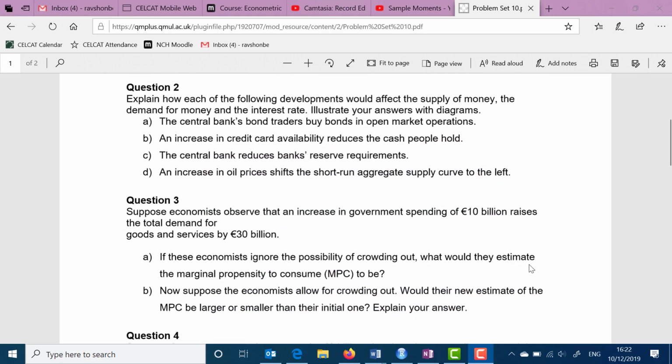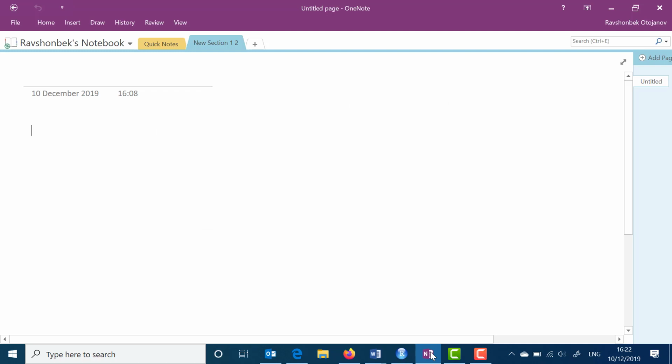Explain how each of the following developments would affect the supply of money, the demand for money, and the interest rate. Illustrate your answers with a diagram. So the first one, A: the central bank's bond traders buy bonds in open market operations. Do you understand what that statement means? Bonds, what are the bonds?